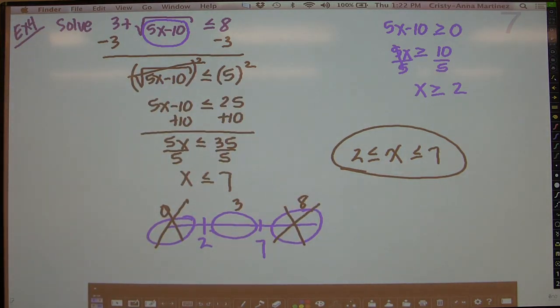So it's very important that you use test values at the end of the problem, because sometimes you'll be surprised that you can actually end up with the wrong interval for your solution. So just be careful with that.